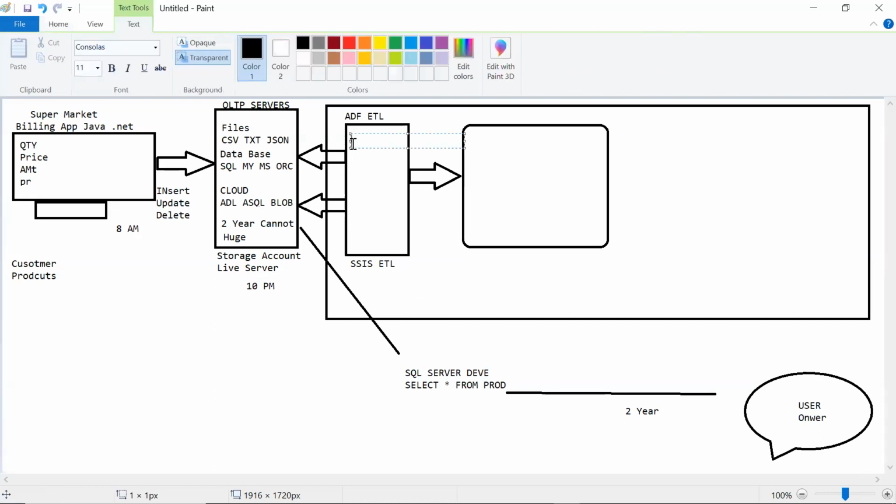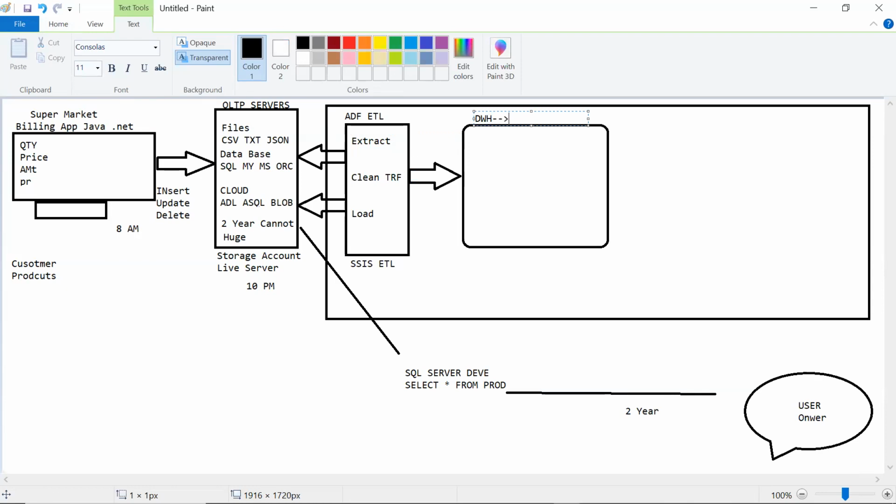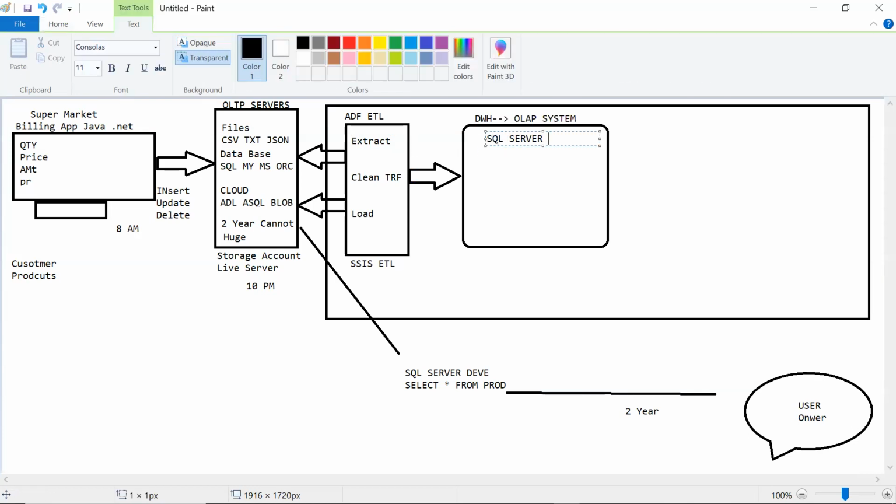With this tool, we extract, we clean the data, which we call transformations. Then whatever data is required, we load it wherever you want, depending on what you want. This is the OLAP system, which we call a data warehouse. Some companies use the same SQL Server. Now, when we talk about cloud, they are using the Synapse data warehouse.